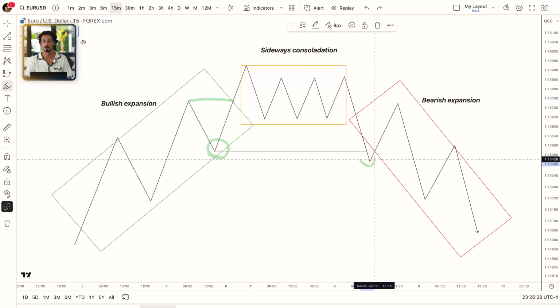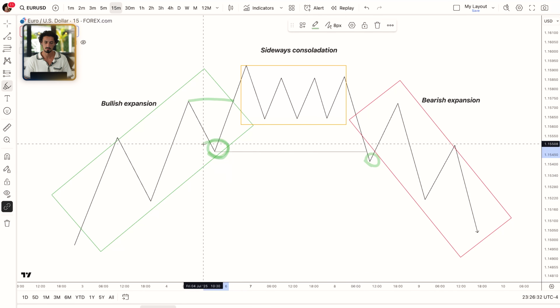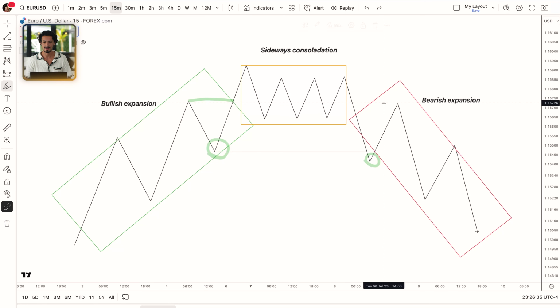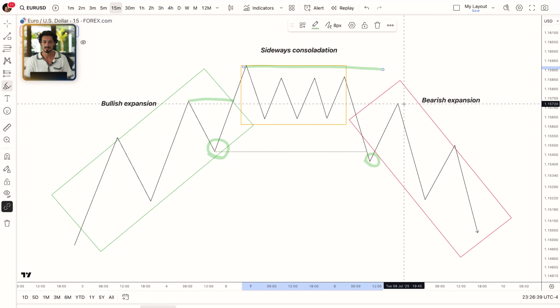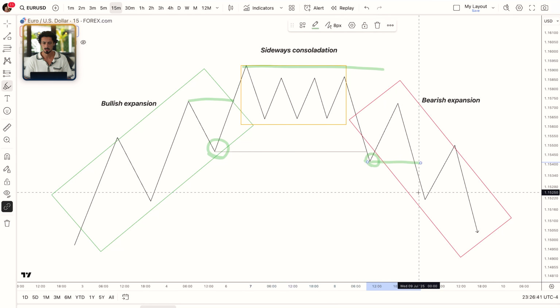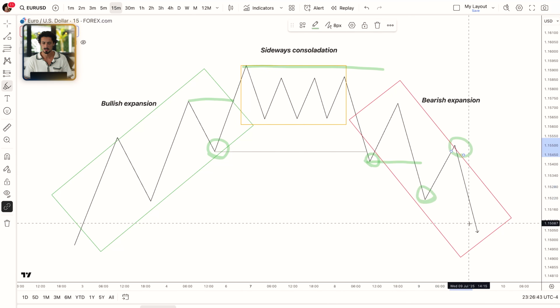So we put in a lower low. This low right here is lower than the previous low, indicating bearish price action. Then we have a lower high. This high is lower than the previous high. And then we get the continuation: break of structure, lower low, lower high, and lower low.